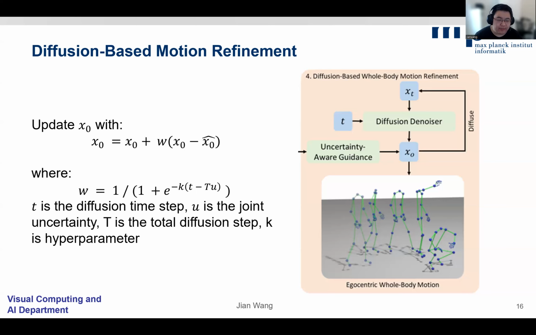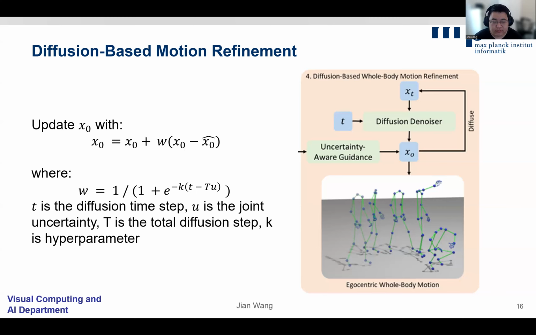So we use this function to control the weight, and U is actually the uncertainty value here. If you draw this function, it will be something like the softmax function. If you increase U, that means the uncertainty increases and the weight will decrease.